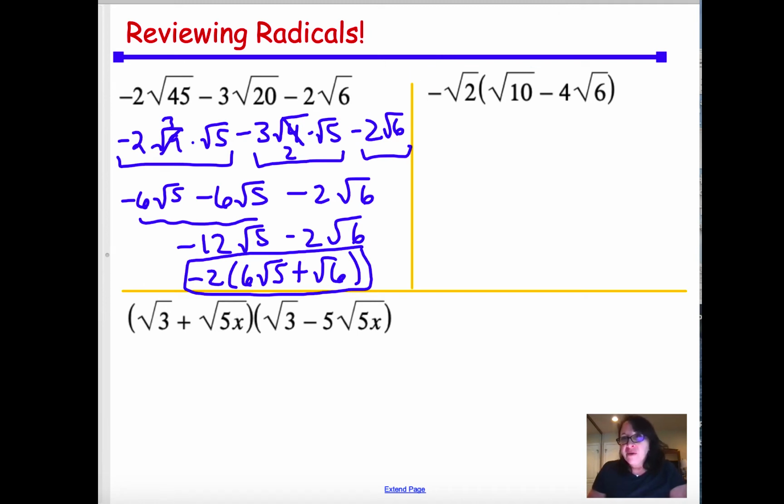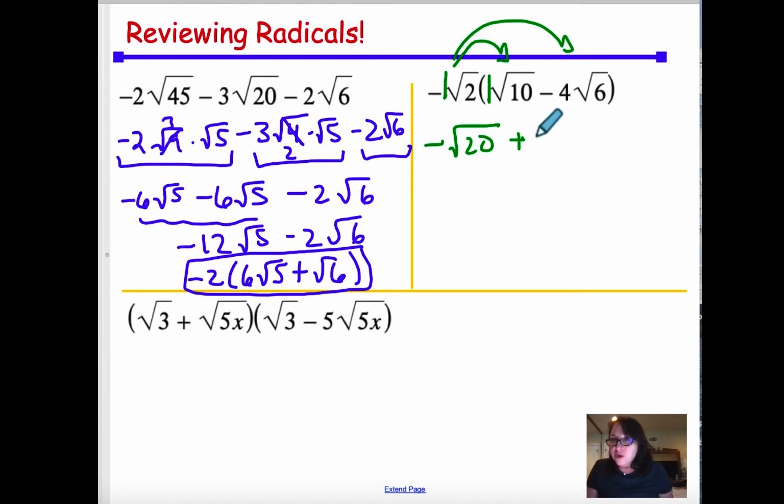For this problem here, we want to distribute this root, and remember, numbers get multiplied with numbers. So this number out front of the 2 and this number out front of the root 10, those are going to be multiplied. So I have negative 1 times 1, which is negative 1. And then root 2 times root 10 is going to be the square root of 20. And then root 2 times this value here, negative times negative is going to be positive. The 1 is going to multiply by the 4, so it's going to be 4, and then root 12.